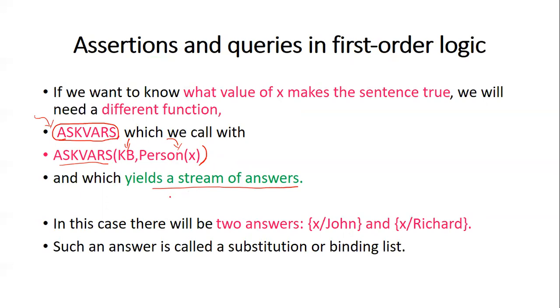As per our original example of King John and Richard, it will return two answers. It will return that x can take the value of either John or Richard, because John is a person and Richard is a person. This type of answer is called a substitution or binding list. Whenever for a query, especially with ask queries, you get a stream of answers, this stream of answers is called a substitution or binding list, because here x can be bound with either John or Richard.